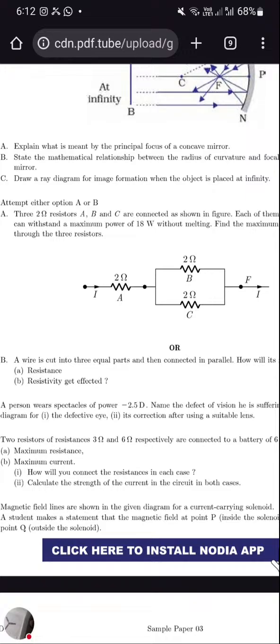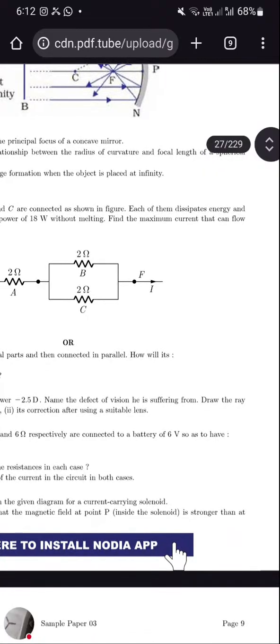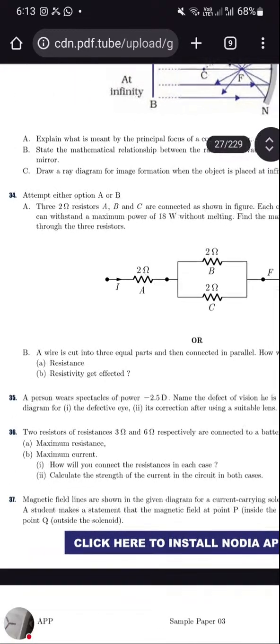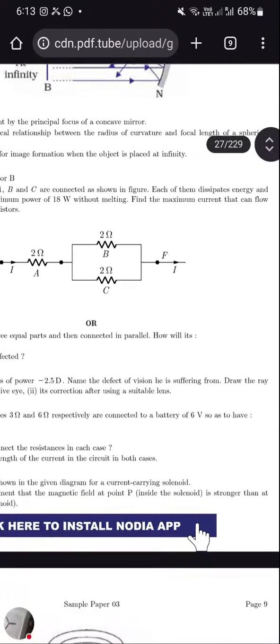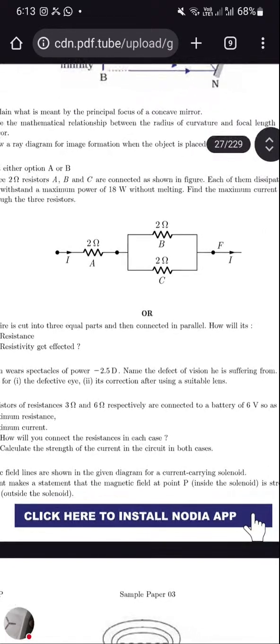First we'll be finding the parallel combination, and whatever answer you are getting is in series with the second one. Three resistors A, B, C are connected as shown in the figure. Each of them can withstand a maximum power of 18 watt without melting. Find the maximum current that can flow through the resistors. Here you will be using the power formula, where first you need to find I. So I is root over P by R. With that formula you can calculate it.